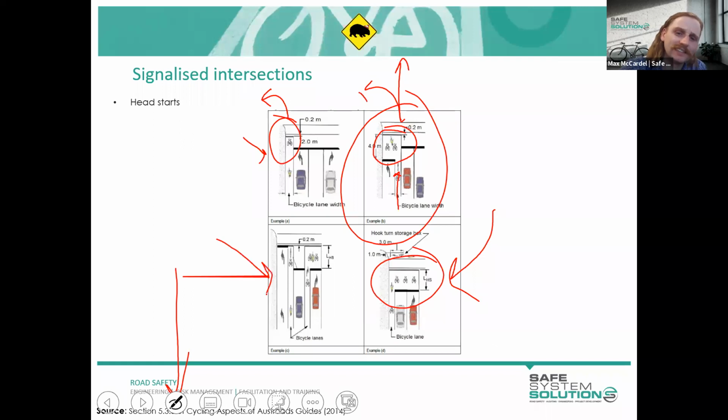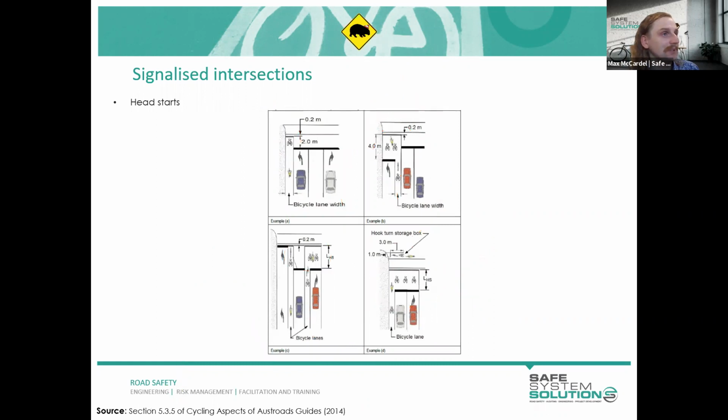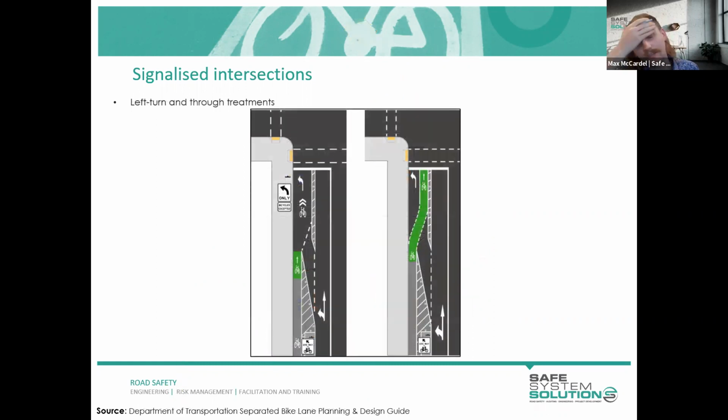The one thing I'll say is this example C is not common, and I'm not really sure where you would install something like that. You'd be much better off just to have one giant bike box than to have a bicycle lane there and then a bicycle lane there. So don't really see the point of example C. But yeah, something to keep in mind.